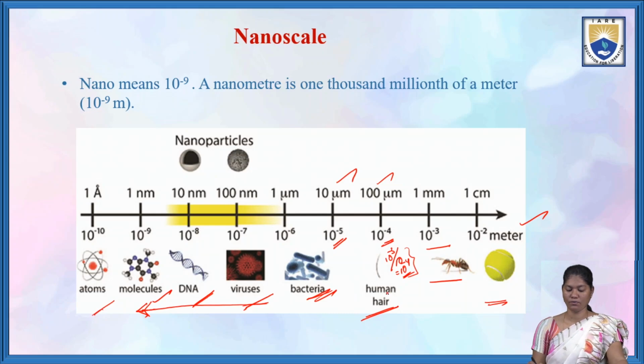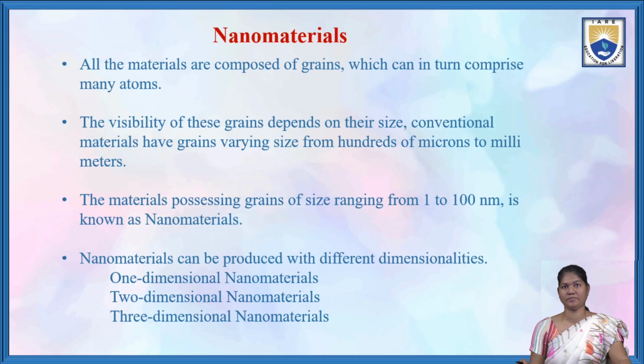So, here we have the size of the nanoparticles. So what are nanomaterials? All the materials are composed of grains, which in turn comprise many atoms. So a material consists of grains, and in turn they comprise many atoms.